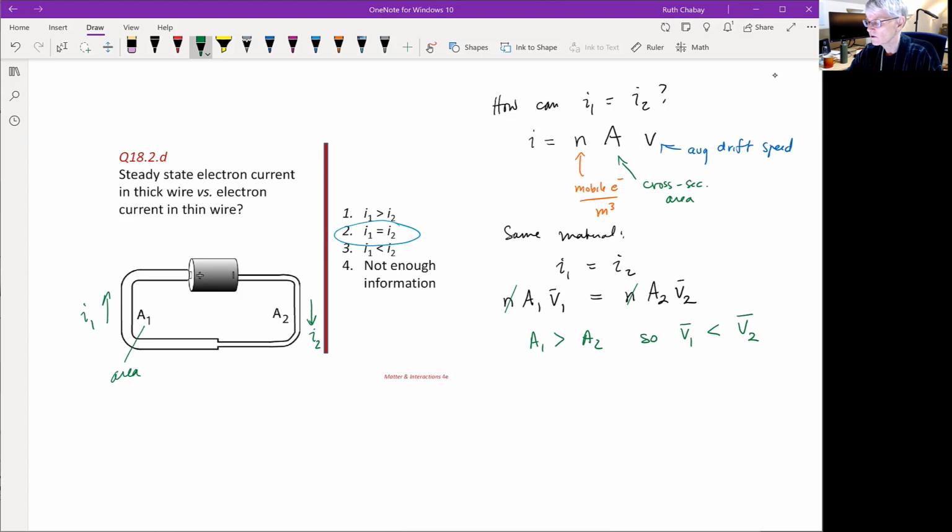So we're going to get the same number of electrons per second, but they're traveling at different speeds in wires with different cross-sectional area. So does that make sense? So now we have a new question, which is, how can the speeds be different? How can V1 be less than V2?